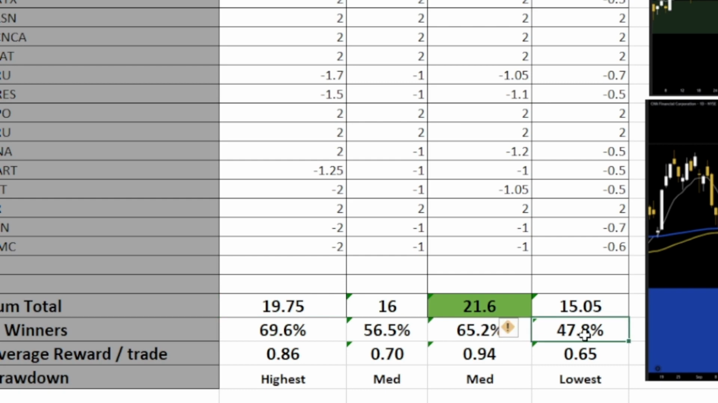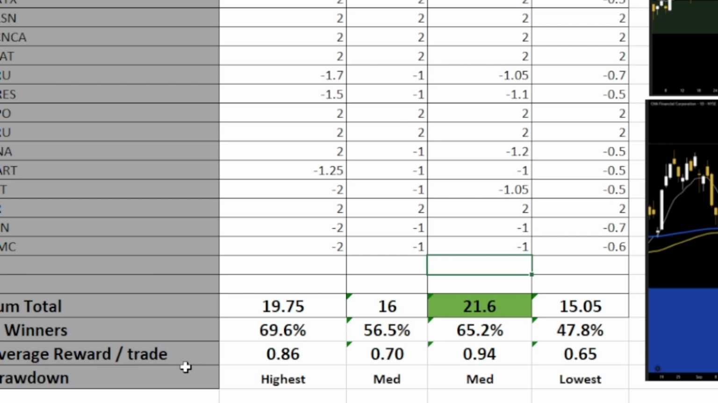And you can also see that in terms of percent winners, that one had the lowest, around 47%. Now the method that actually won and gave us the largest R was 65%, while my method was close to 70%. Now, this does make sense for the percent winners to be 70%, because you do allow the price to breathe a little bit.